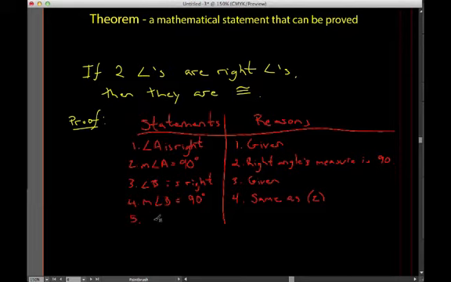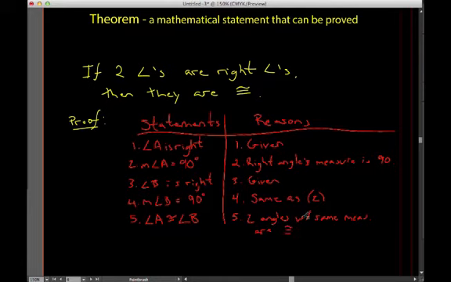And then lastly, because both their measures are 90 degrees, we can now conclude that angle A is congruent to angle B. And this is just because if two angles have the same measure, they're congruent. So two angles with the same measure are congruent.